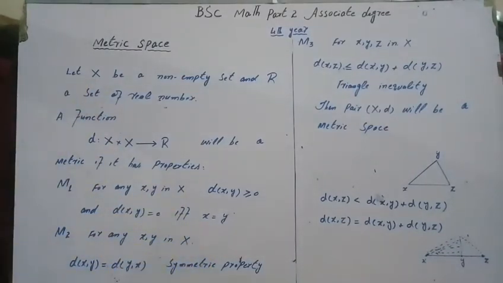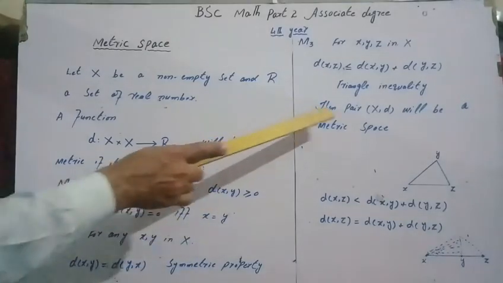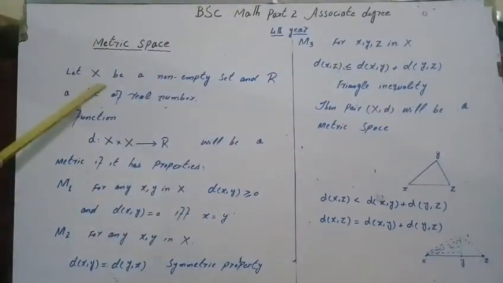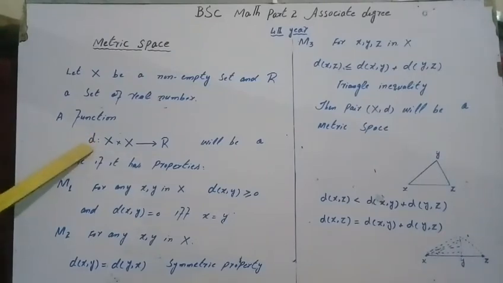If all these three conditions are satisfied, then the pair X and d, where X is non-empty, along with this metric function, will be a metric space. A very important definition after topological space is the metric space. And the next definitions will be normed space, Hilbert space, Banach space, inner product space, and many more. So stay in touch to learn all these definitions very soon.